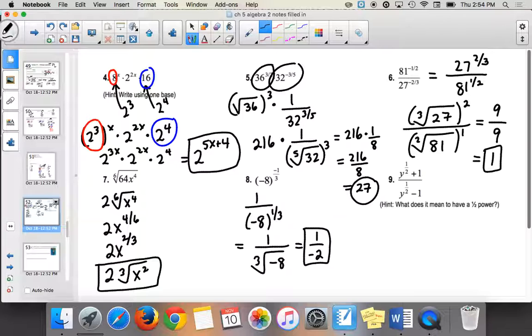All right, and then this one, number 9, what this is really saying is the square root of y plus 1 over the square root of y minus 1. That's what a 1/2 power means. So when we see we have a square root on the bottom, so Abby, what do we do when we have a square root?